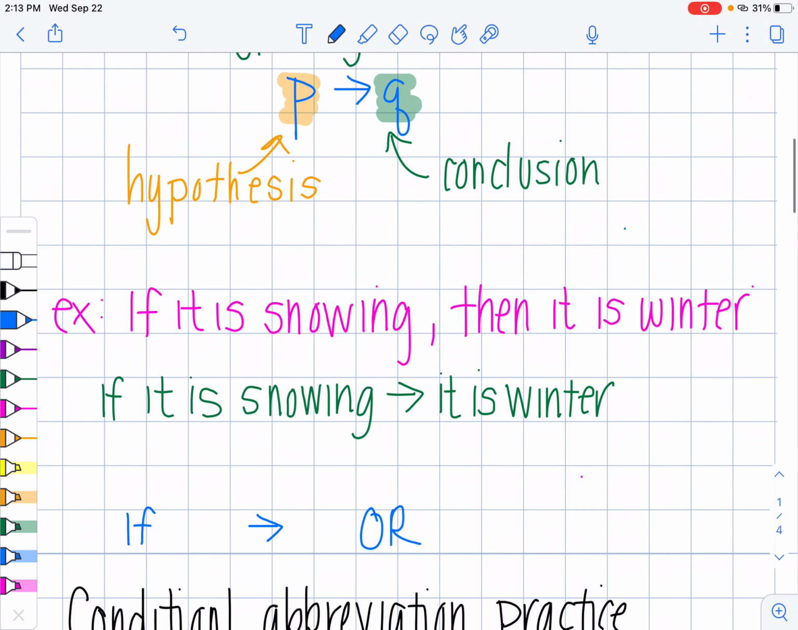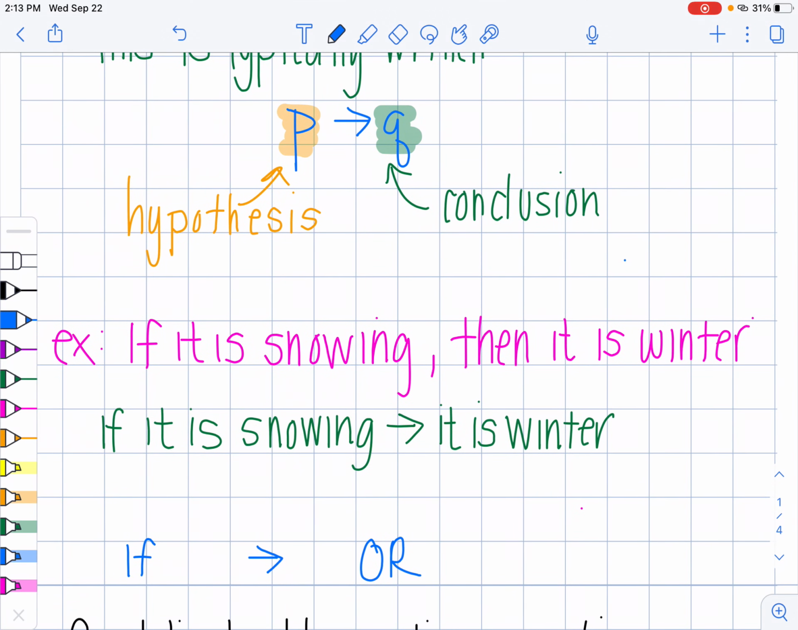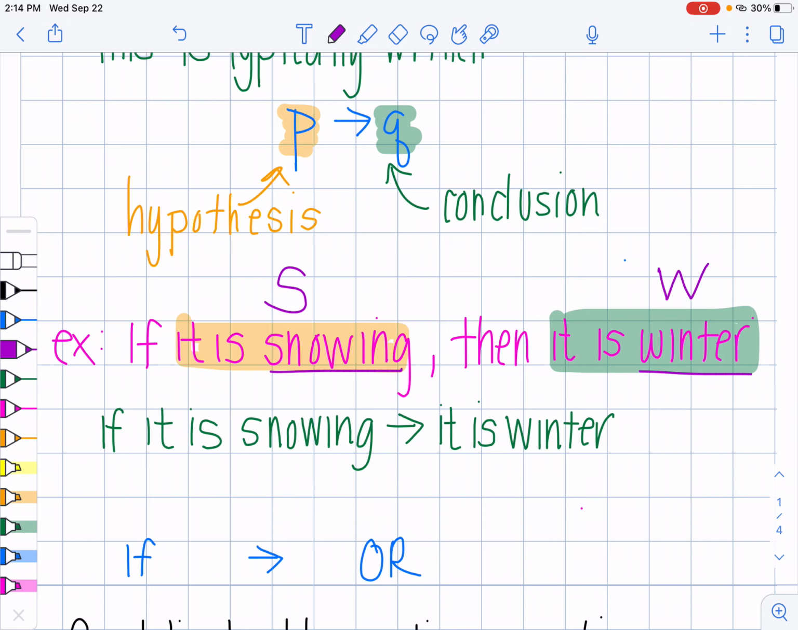All right, so I wanted to write this out and give you an example of a conditional statement. If it is snowing, then it is winter. Like I said, doesn't have to be true. So here is going to be our part. It is snowing is going to be the part that's the hypothesis, and the conclusion is it is winter. Okay, so what you want to do is take the main word in the sentence that would describe it the best and use that capital letter as your abbreviation. So in it is snowing, I would choose S, for snowing. And then under it is winter, I would choose W.